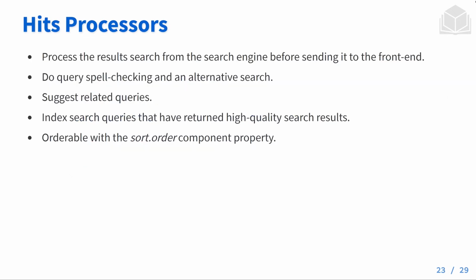Moving on, we have hits processors, where we can process the result search from the search engine before sending it to the front end. We can do query spell checking and an alternative search. We can suggest related queries, and we can index search queries that have returned high-quality search results. These are all orderable with a sort.order component property.